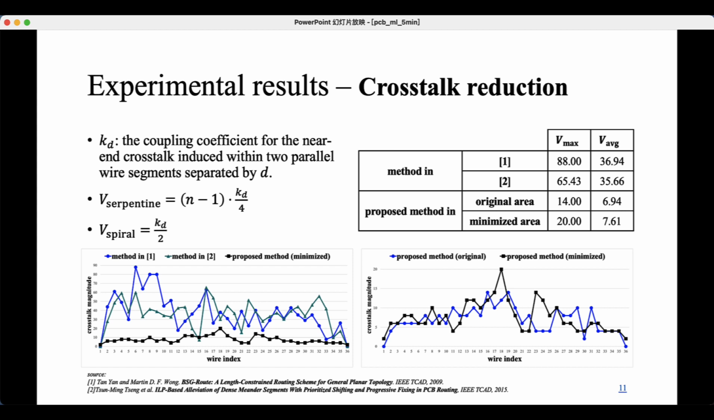The figure on the right shows that the crosstalk noise level is not notably impacted while the routing area is decreased. In conclusion, our method is reliable in alleviating the accumulated crosstalk noise.